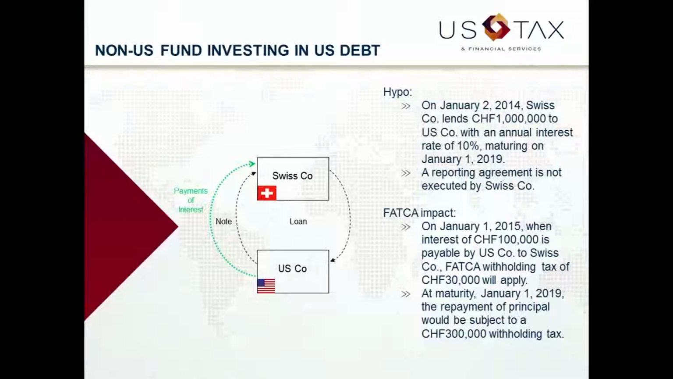Now, the other significant application of FATCA is, as you can see, on the date of maturity, it would also apply. And so there would be a 30% withholding on the repayment of the debt in 2019. So there's very significant incentive here for U.S. inbound investors to enter into a reporting agreement.